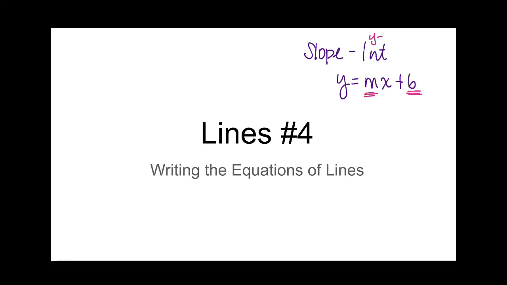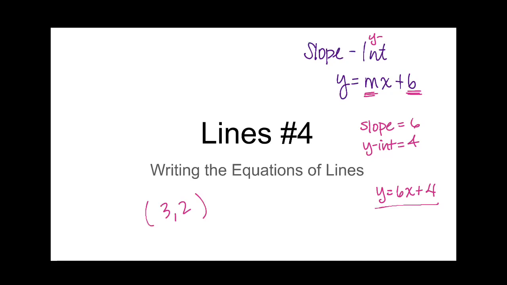So if I gave you the slope and said the slope is 6 and the y-intercept is 4, then you could write the equation of this very quickly. But what if I didn't give it to you like that? What if I gave you, well, the line passes through the point (3, 2) and has a slope of 4? What do you do with that? Because that isn't the y-intercept, and that doesn't tell you how to write the equation.